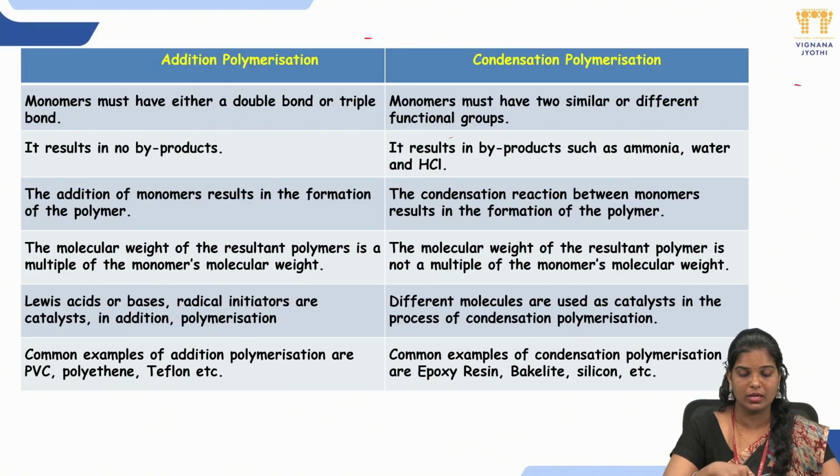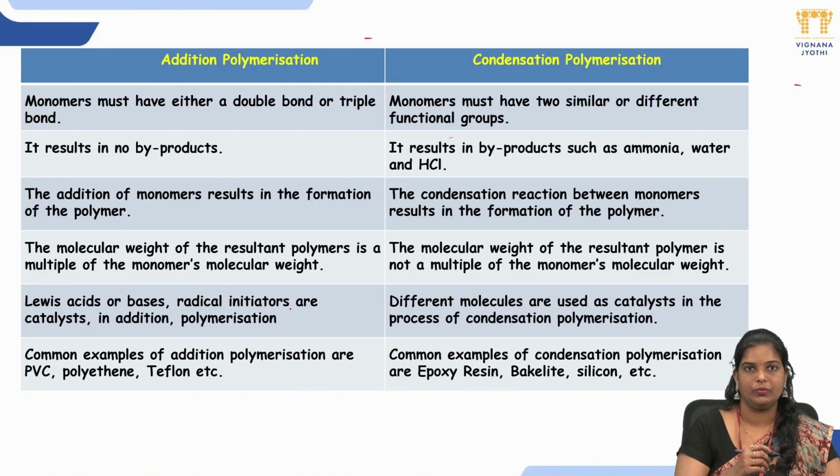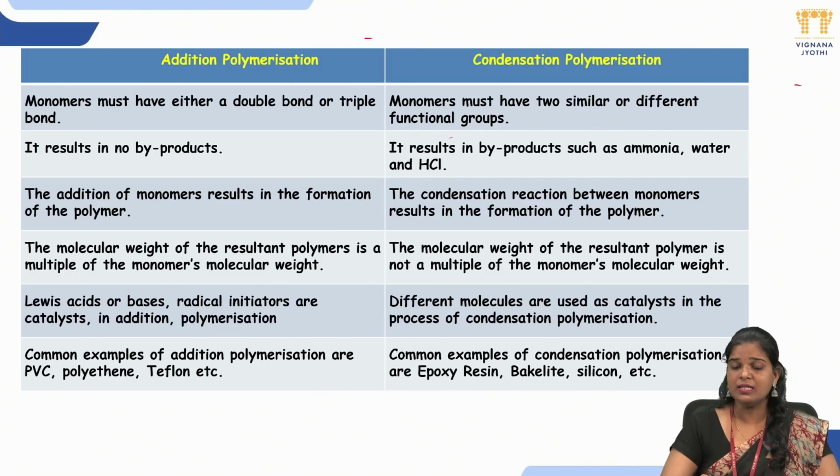In addition polymerization, we said that the bonds cannot be broken on their own, right? So what do we need? We need an initiator. We can use Lewis acids or bases or any other catalyst to act as an initiator. Whereas in case of condensation, different molecules can be used as a catalyst for condensation polymerization.